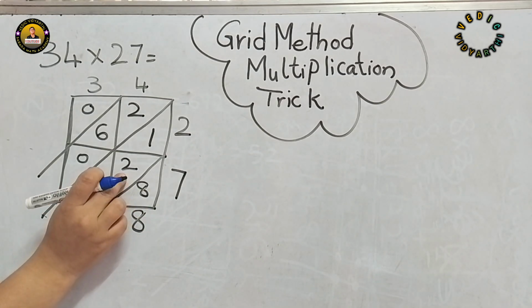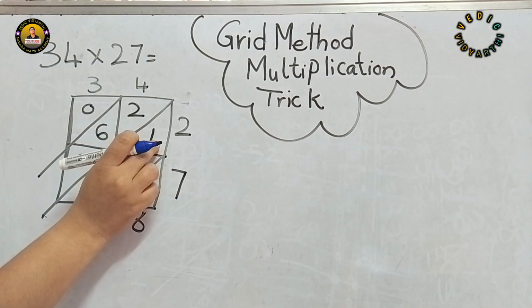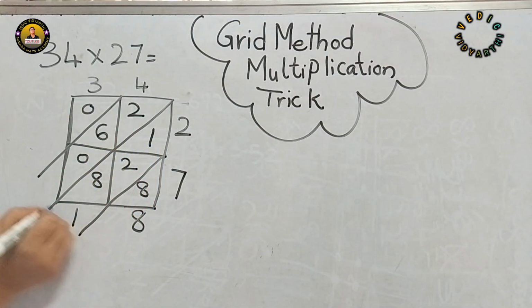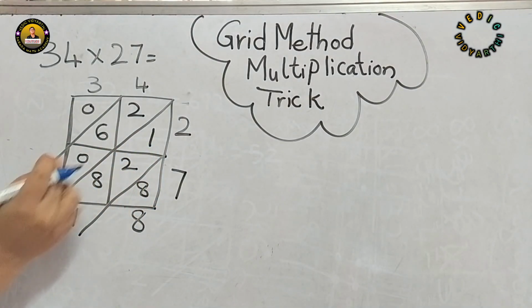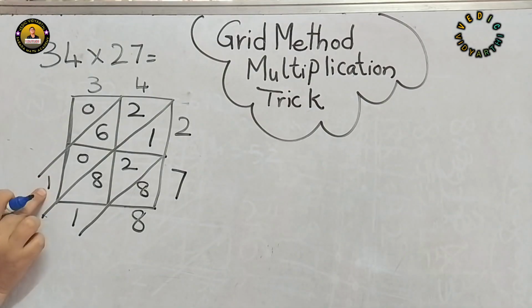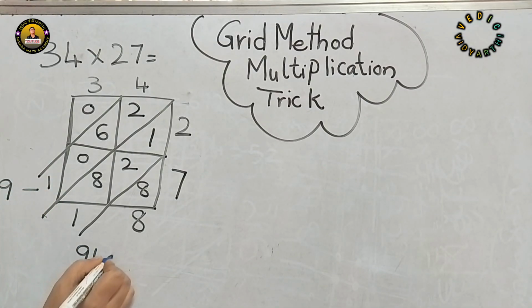Now 8 plus 2, 10. 10 plus 1, 11. So one digit here and the other digit to the next line. 6 plus 2, 8. 8 plus 1, 9. So the answer is 918.